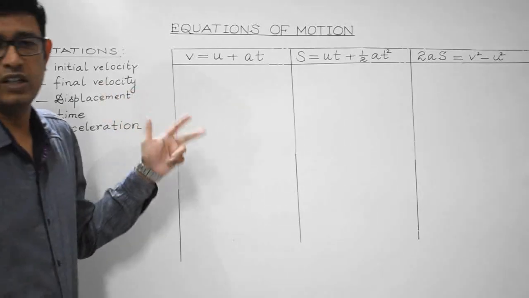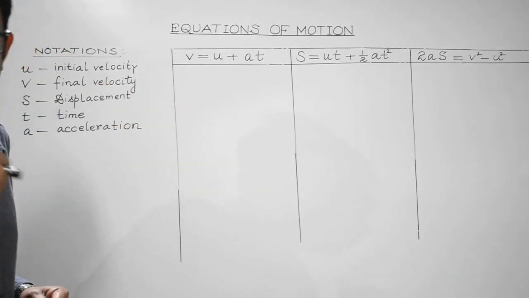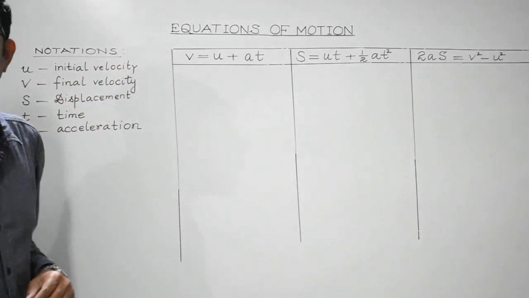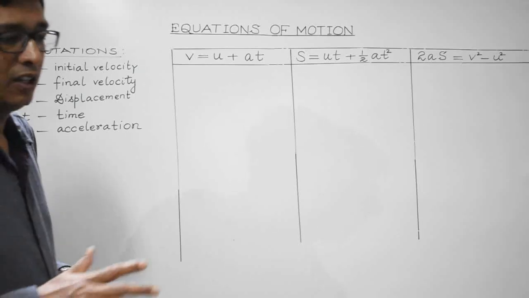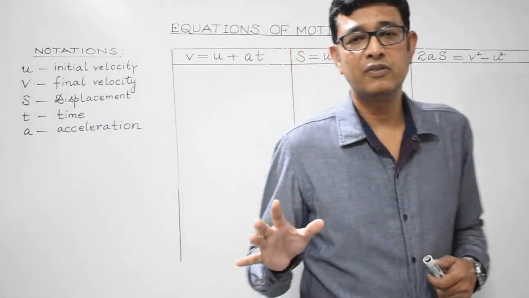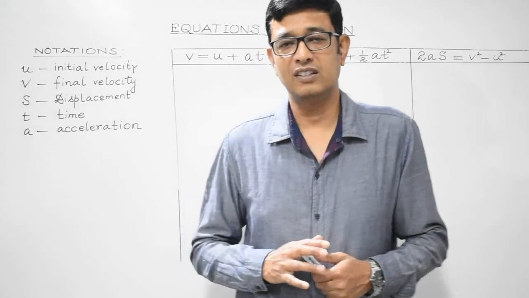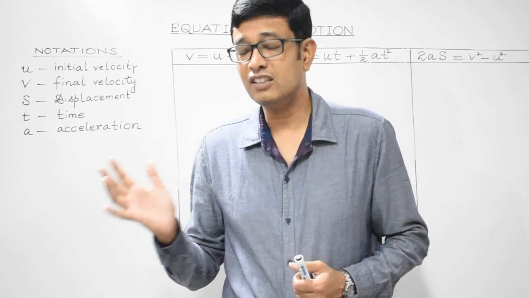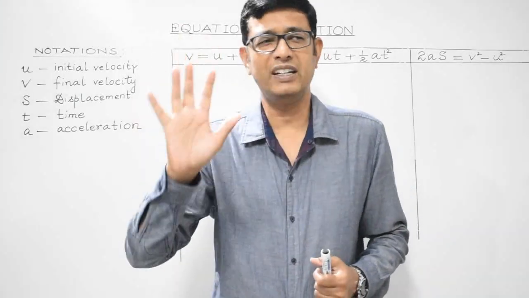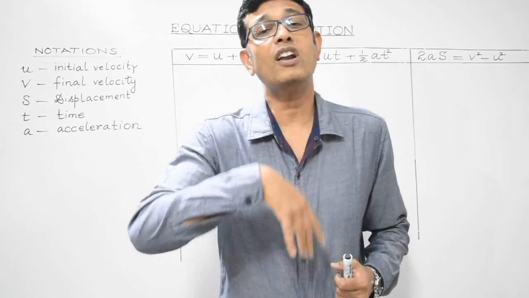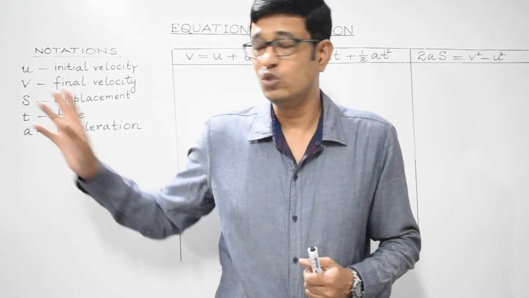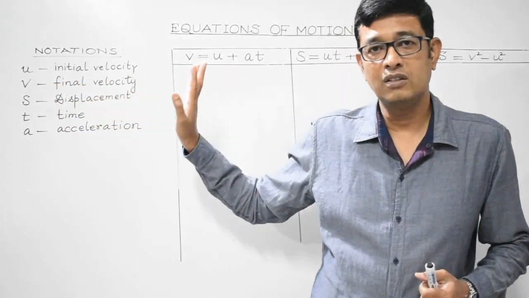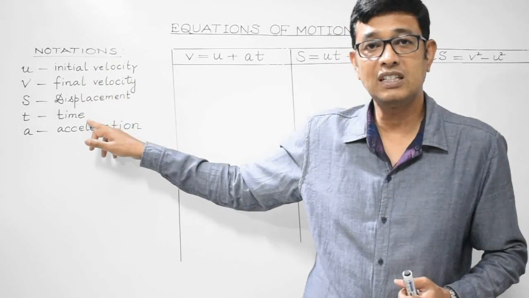u, as we are aware, stands for the initial velocity of the body, right? v stands for the final velocity of the body. Look, in the case of non-uniform motion, the velocity of the body will keep on changing, isn't it? In the case of uniform motion, the velocity of the body would have been constant. But here, the velocity of the body keeps on changing. It either increases at a constant rate or it decreases at a constant rate. So, u is assumed to be the initial velocity. v is assumed to be the final velocity of the body, which the body attains after time t.